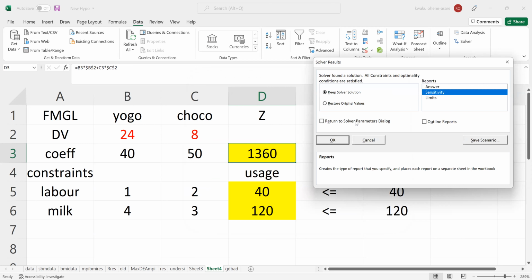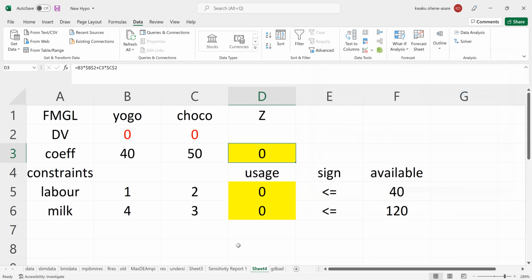Once you click on the sensitivity report, you click OK. But you see, keep solver solution. Don't take that one. Select restore original values. I don't want the solution to appear. I want the original values. But the most important thing is the report. Sensitivity report. Click that and click OK.